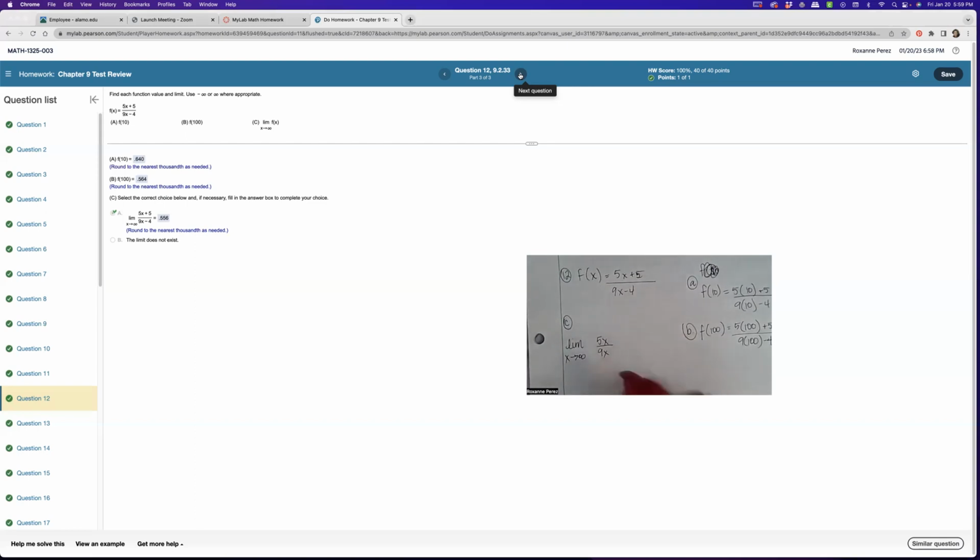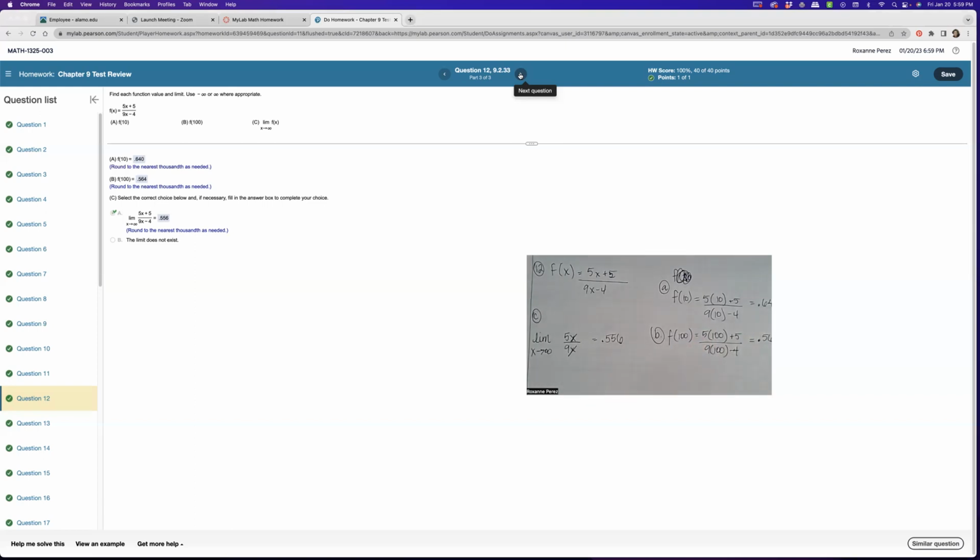And we'll reduce here, which is going to eliminate those x terms. So as the limit of x approaches infinity, we're just going to evaluate 5 divided by 9, and that gives us 0.555 repeating, so that rounds to 0.556. Okay, so that's how you do that problem longhand.